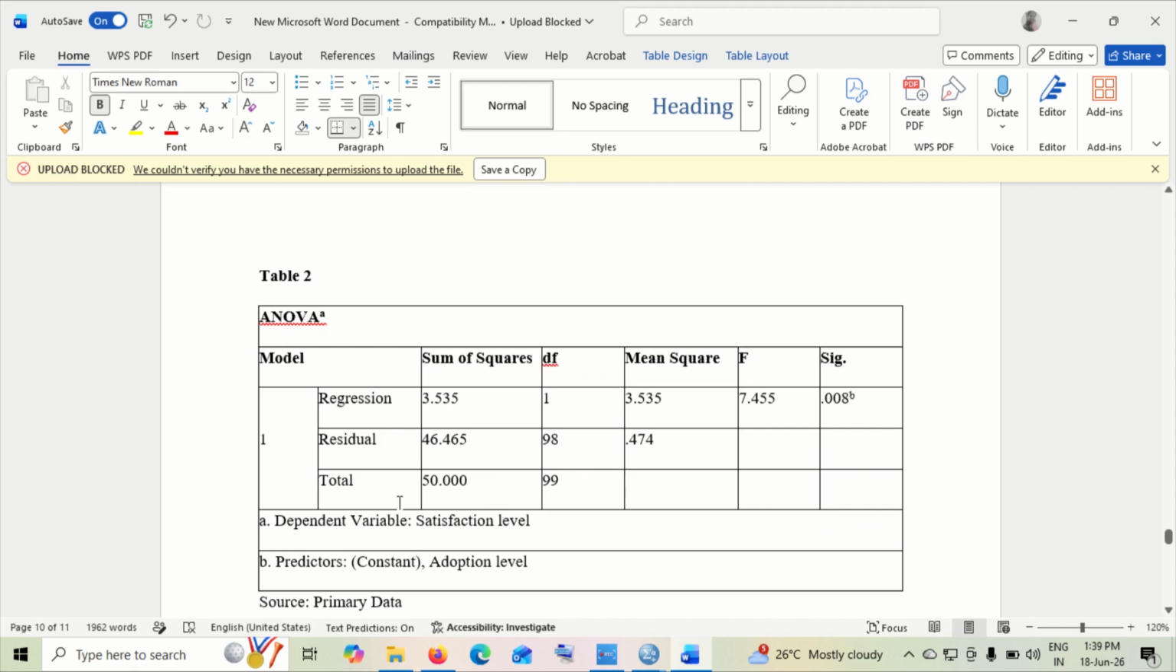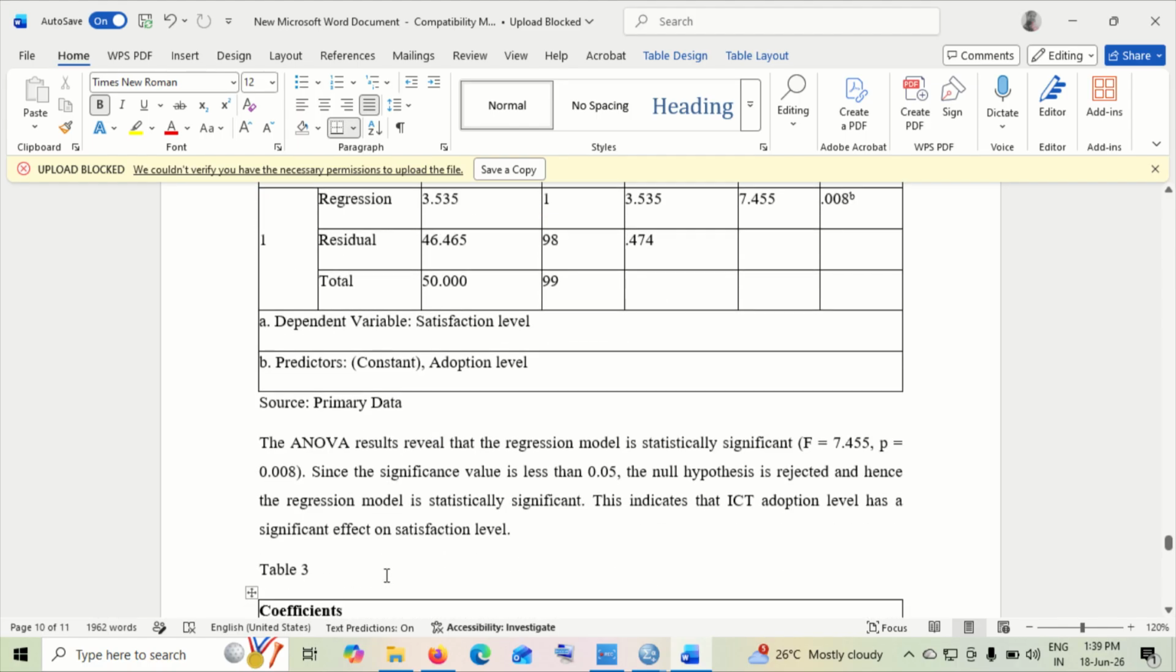And move to the second table, that is ANOVA. Here we can see the sum of squares, degrees of freedom, mean square, thereafter the F value and significance value, the dependent variable, that is satisfaction, and predictor variable or independent variable, that is adoption. The ANOVA result revealed that the regression model is statistically significant with F statistic 7.455, p value 0.008. Since the significance value is less than 0.05, the null hypothesis is rejected and hence the regression model is statistically significant. This indicates that ICT adoption level has a significant effect on satisfaction level.